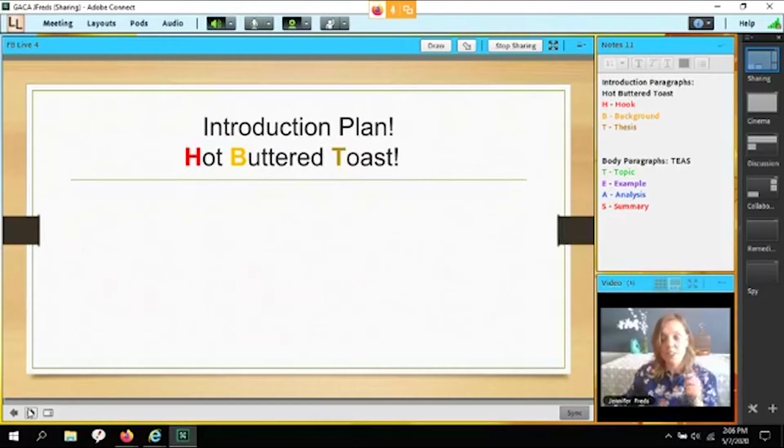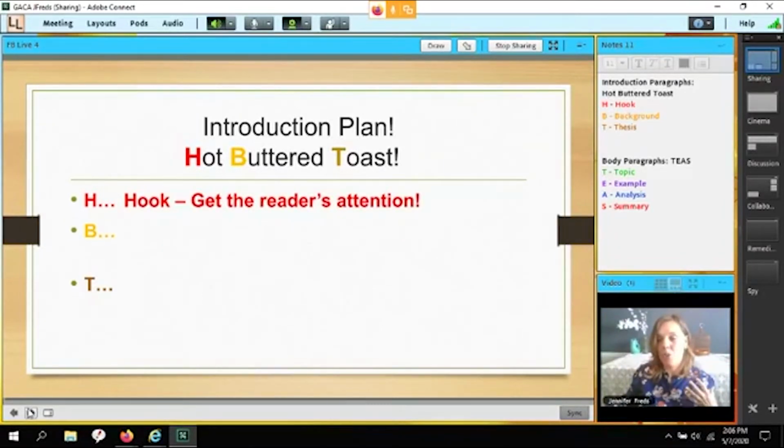So, plan for introduction, our hot buttered toast. We have our H, we have our B, and we have our T. So for the introduction paragraph, our hot buttered toast paragraph, the H is going to be our hook. How do we get the reader's attention? How do we get them to appreciate what we might be talking about? Or how do we get them to keep reading what we have to say?